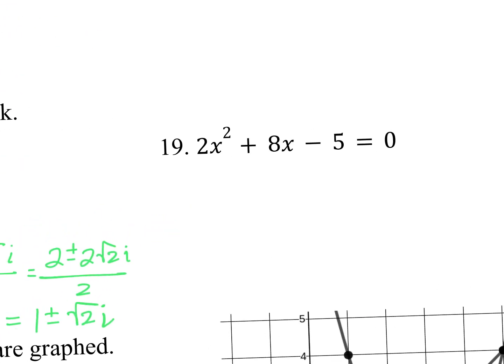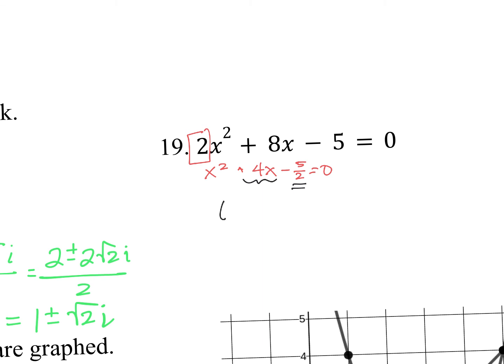Number 19, again, is a little bit tricky because you have this unfortunate 2 over here. So if I divide everything by 2, if I'm going to do Post and Low, let's say that's my favorite, I divide everything by 2. I've got x squared, 8 divided by 2 is 4, 5 divided by 2 is 5 halves, and that still equals 0. So now I know I'm looking for something that adds up to 4 and multiplies to 5 halves. And I'm like, oh, 2 and 2.